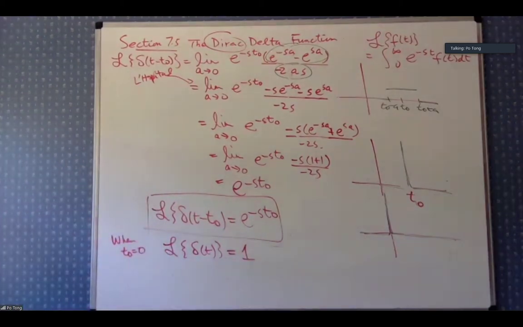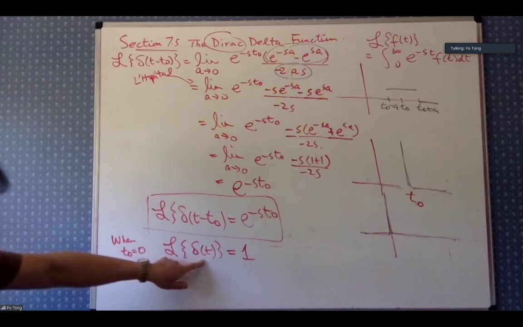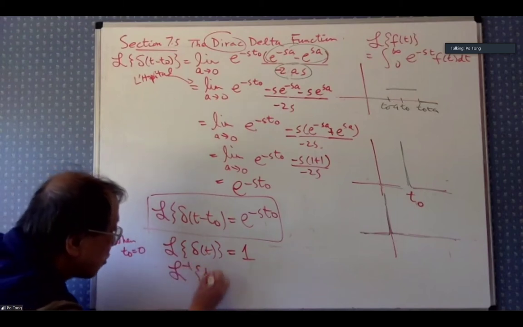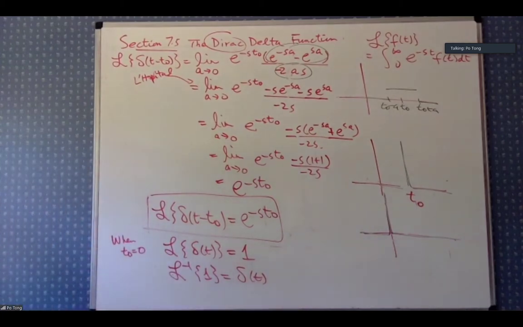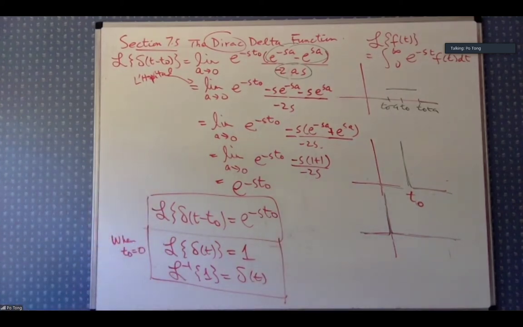Okay. So the Laplace transform of a spike, a unit impulse, where the area is 1, at time 0 is equal to 1. So the inverse transform of the constant 1 is going to be this. These are the things that you need to know when you work on differential equation problems.